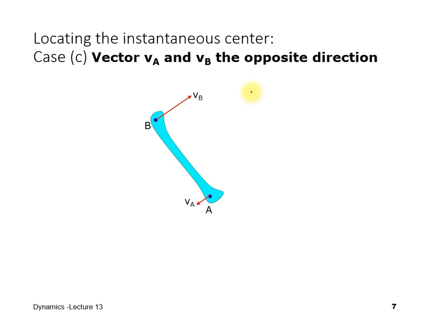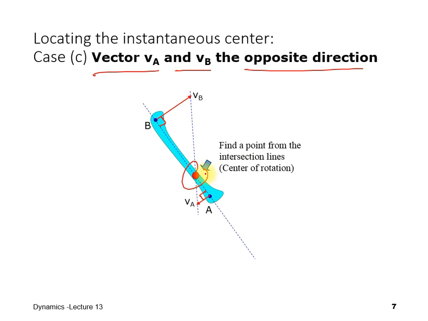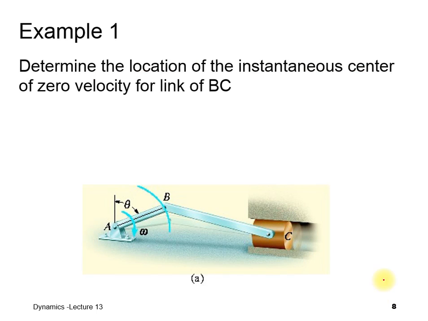Case C, where vector VA and vector VB are in the opposite direction. Again, you need to draw the lines perpendicular to VA and VB, and then, knowing the magnitudes of VA and VB, draw a line connecting the tips of the arrowheads of A and B, crossing the other line. The intersection of the lines is your instantaneous center of zero velocity. So this is how to determine the instantaneous center of zero velocity.